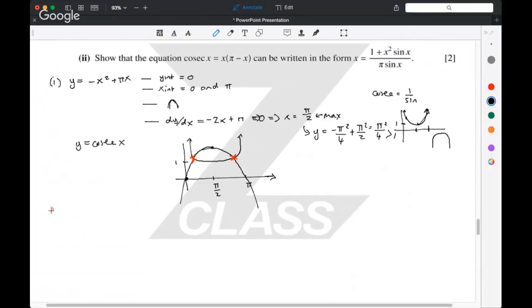So we know already that cosec is 1 over sine, so we have 1 over sine is equal to x pi minus x, which is pi x minus x squared. We take the x squared over there, and we go 1, and then we take it over the sine, so sine x over sine is equal to x pi, and then we just divide by pi, and we get what they want. So that's not a problem.